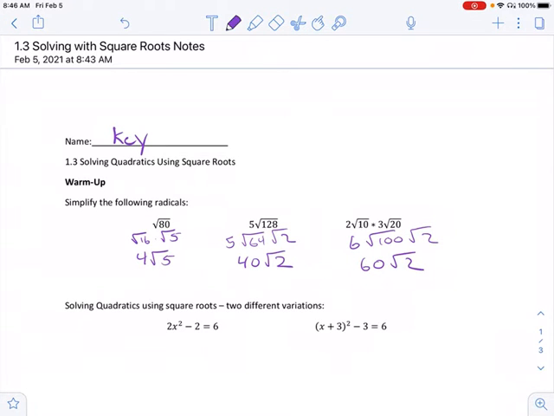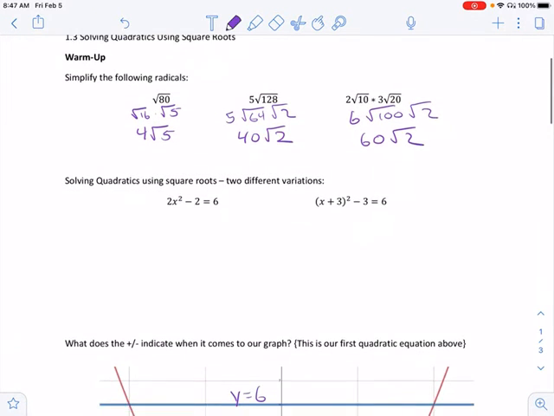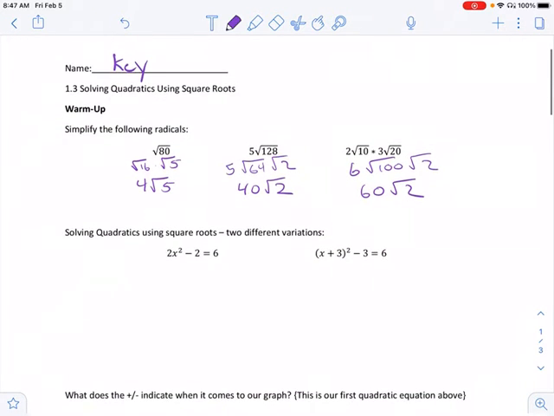Hey everyone, and welcome to lesson 1.3, where we are going to learn how to solve some quadratic equations using square roots. And we should have seen an example of this at least once with our radical lesson, but we're going to take a look at a few different cases of it here.